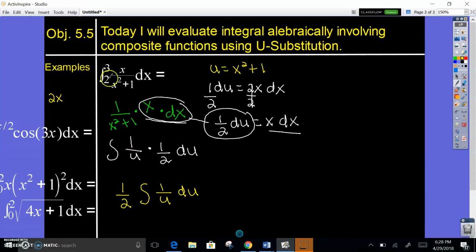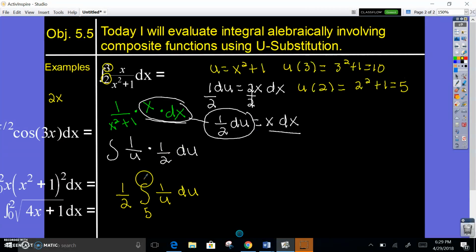Now I'm going to need to put my boundaries. Remember, 2 and 3 are the boundaries for x. We're now in terms of u. So we're going to plug in our 3. That's going to be 3 squared plus 1, that's 10. And then I have u of 2. That's going to be 2 squared plus 1, which is 5. So that means this lower boundary is 5, this upper boundary is 10.